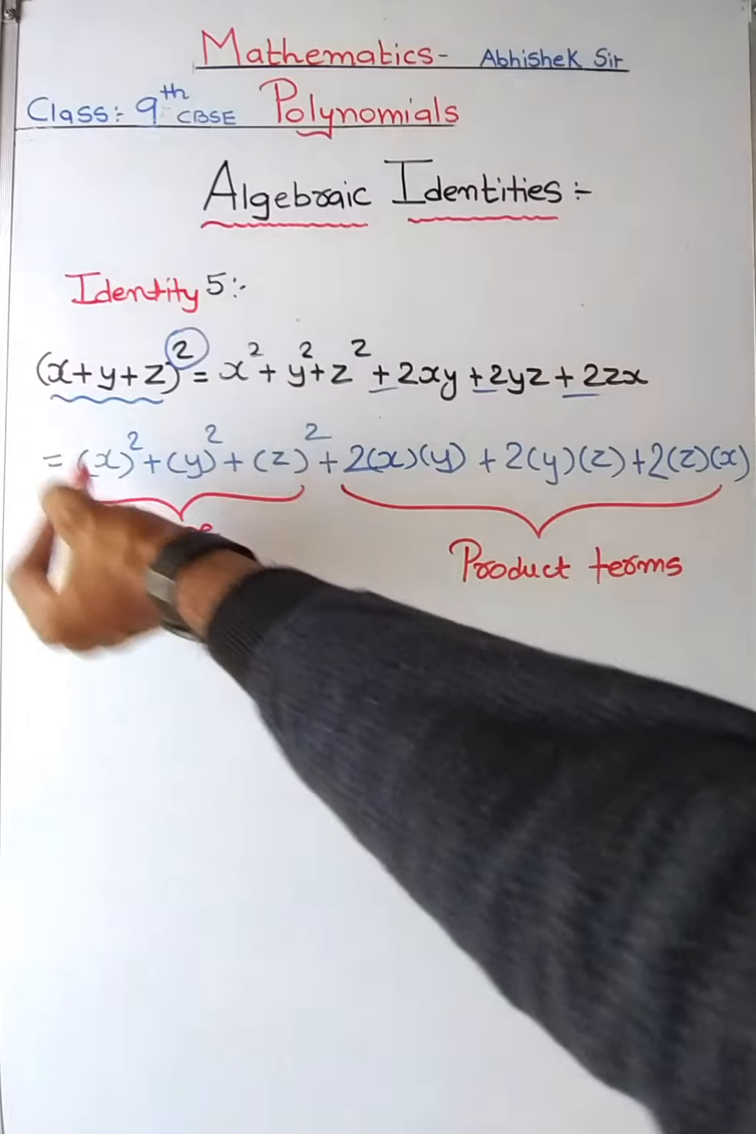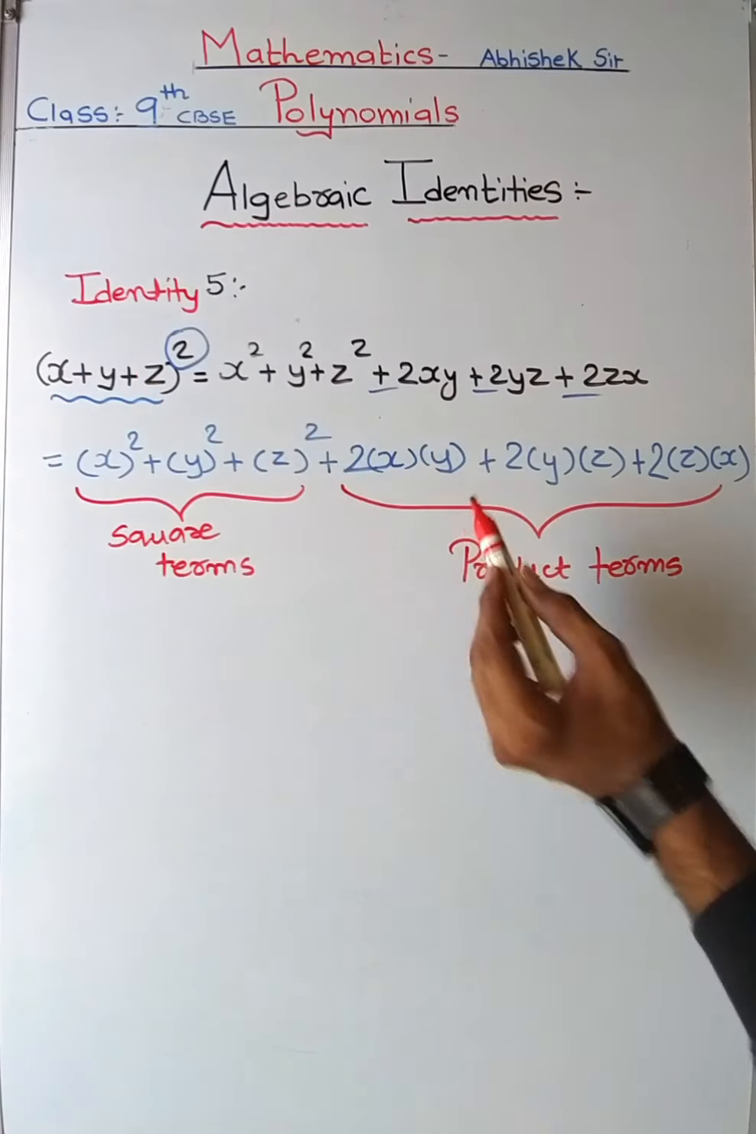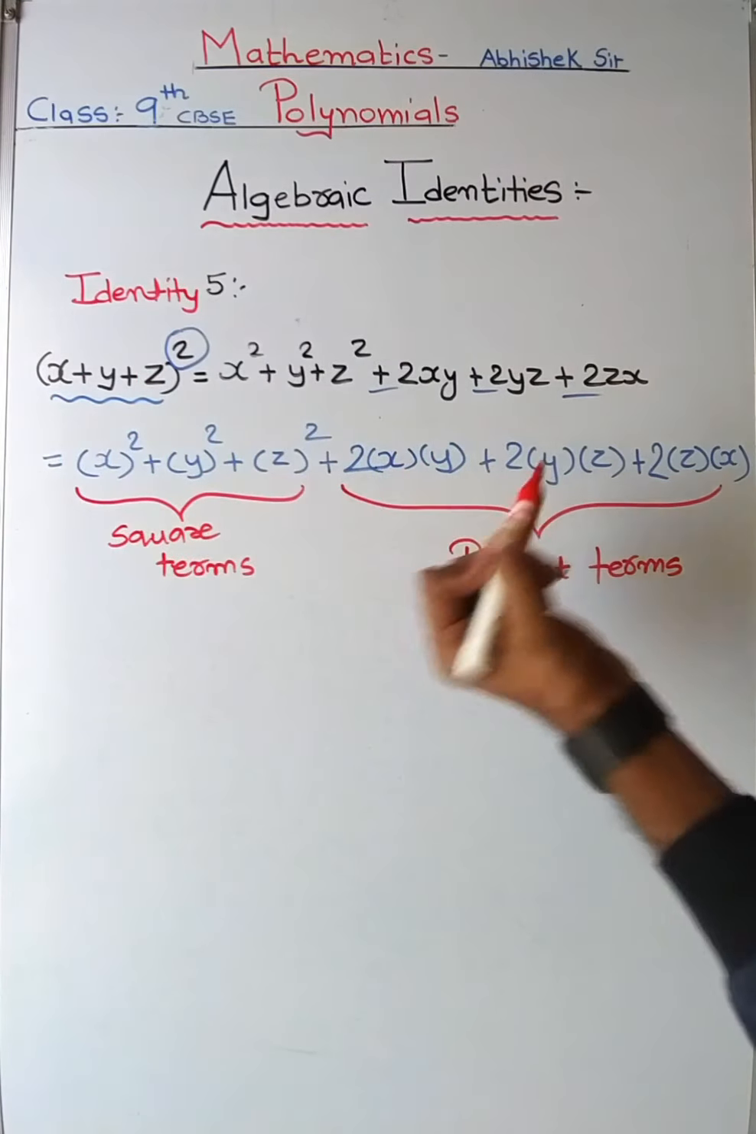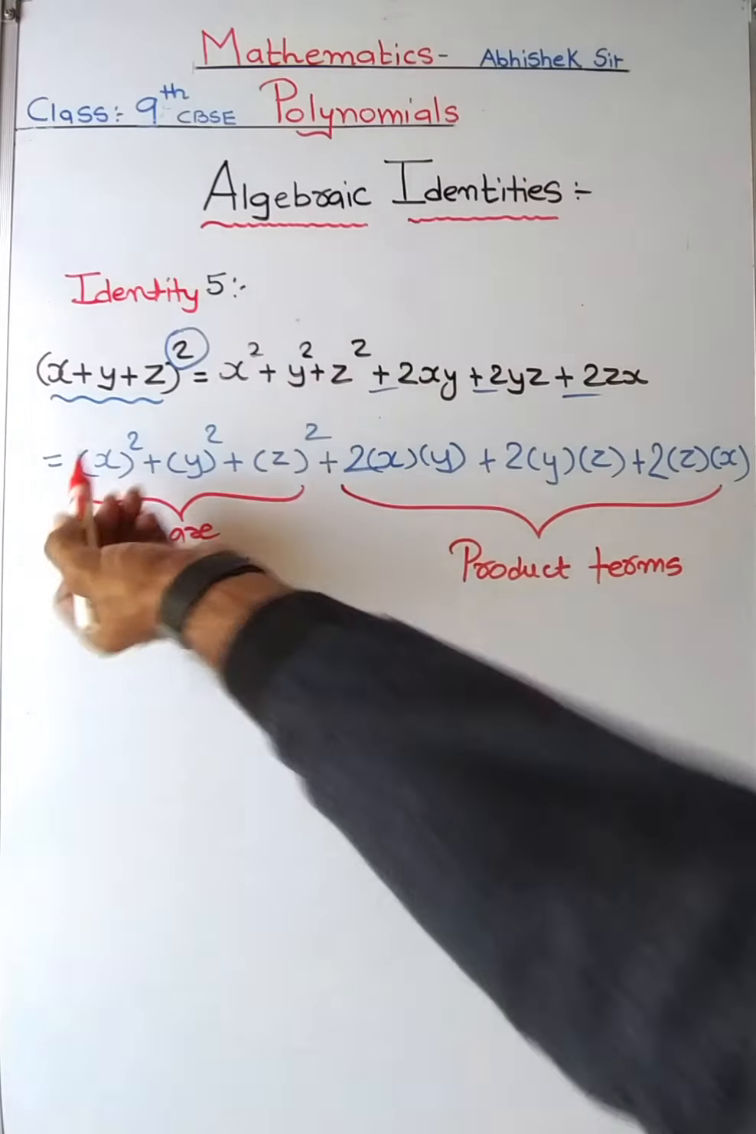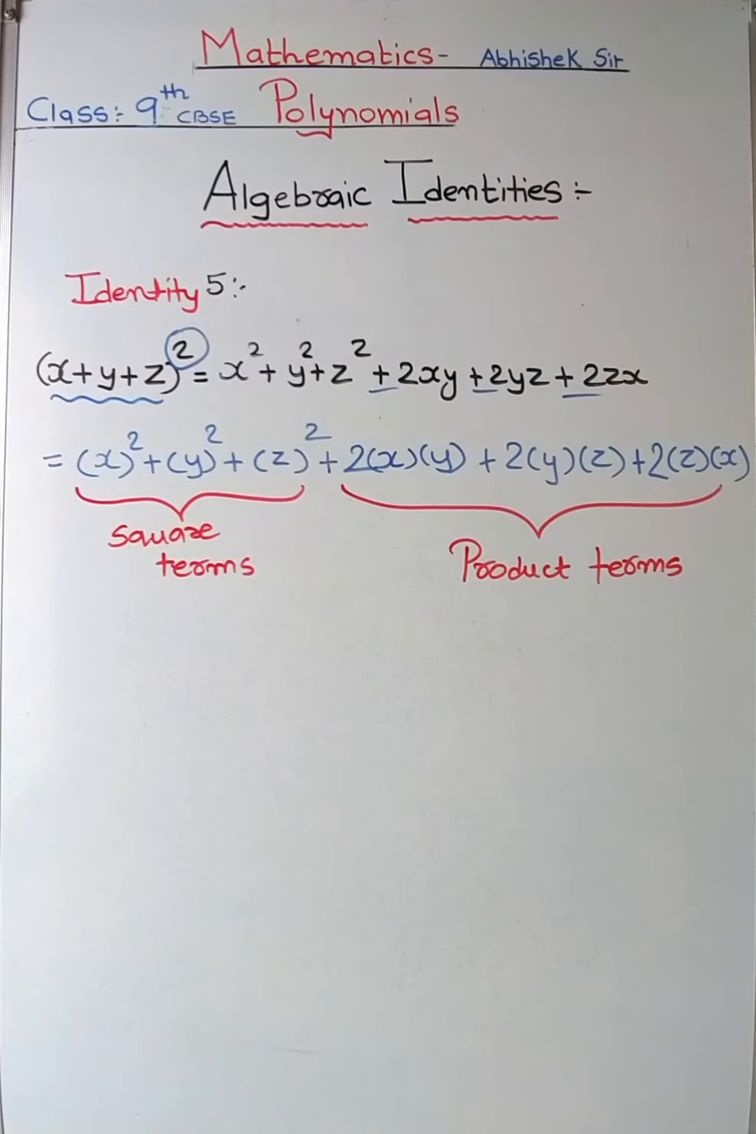So first term square, second term square, third term square, 2 into first two terms plus 2 into next two terms and plus 2 into third and first terms. Clear? So this is about identity 5. Let us go for a solution.